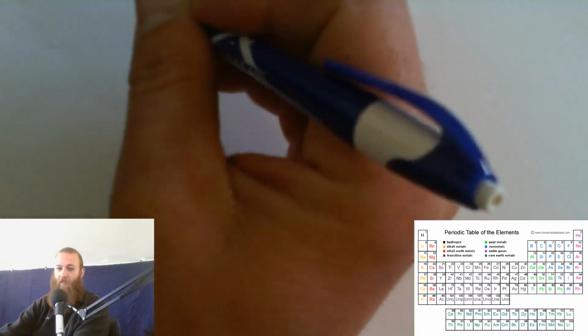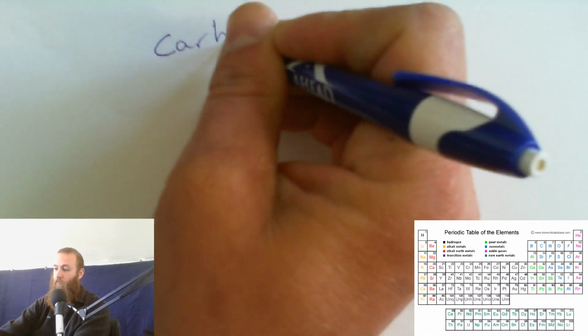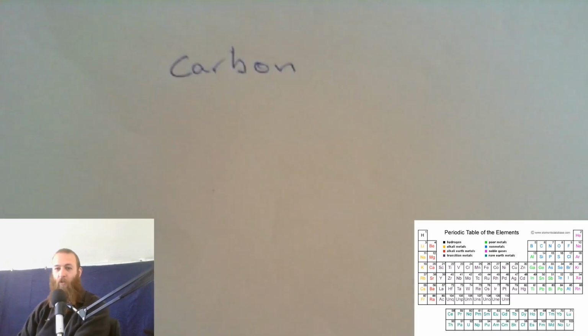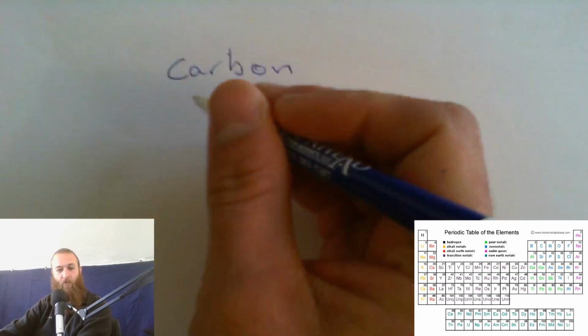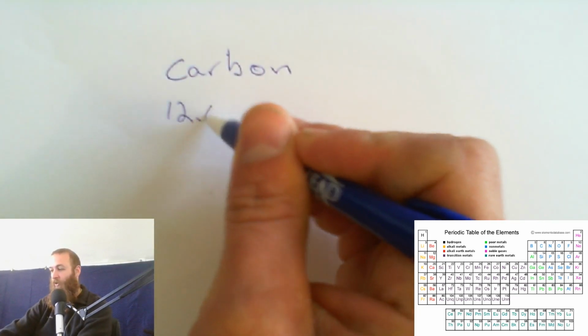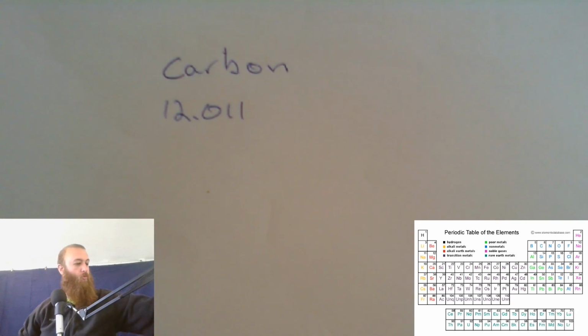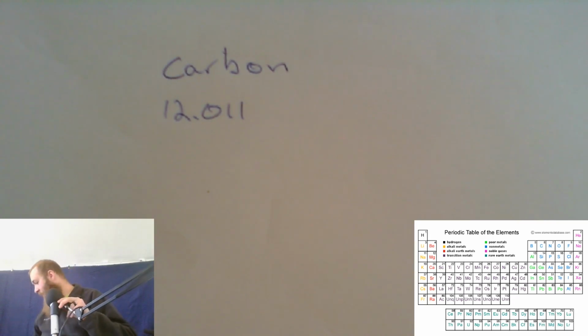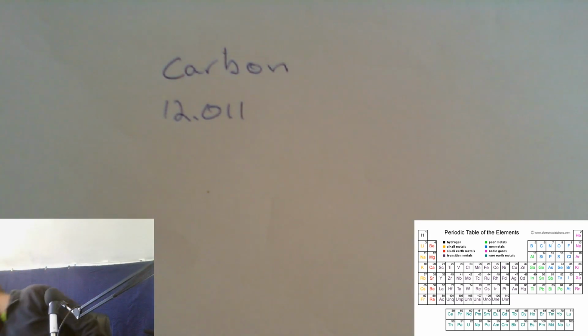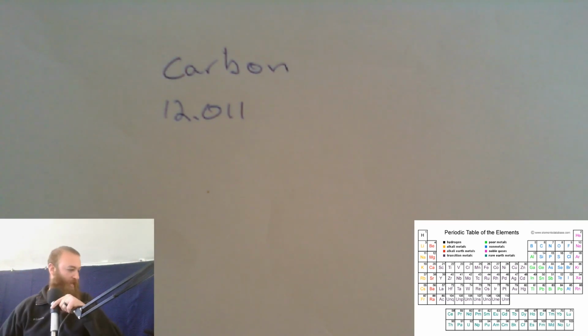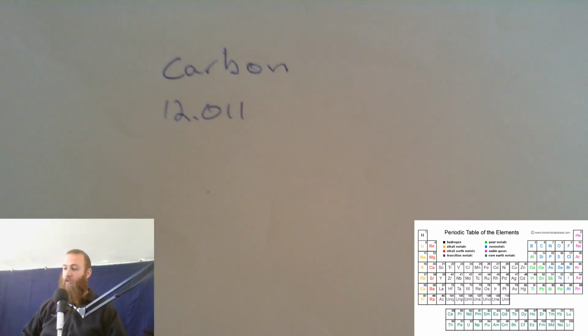So let's look at, let's say carbon. In previous units, we learned about the number of protons and electrons and all that stuff. But if you look at the periodic table, there's a mass listed, and we learned that it was the average atomic mass. So for carbon, it's 12.011. I hope I got that right. So carbon is 12.011.